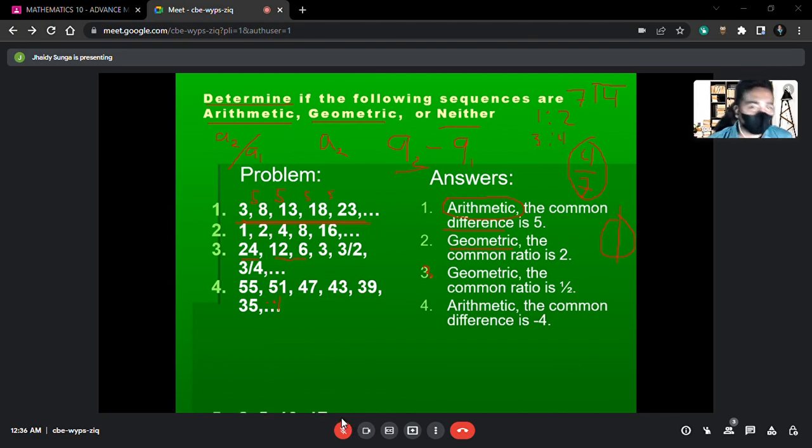So how about number 5? 2, 5, 10, 17. If you will see, what is the pattern? The first thing we need to do is to find the pattern, right? For each term, what happens? The first term 2 goes to 5. Then the second term 5 goes to 10.